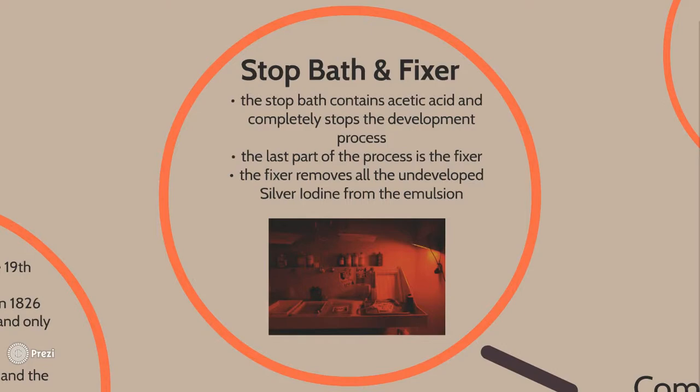Stop bath and fixer. After the developer, the film must be dipped in the stop bath. The stop bath contains acetic acid and completely stops the development process. The last part of the process is the fixer. The fixer removes all of the undeveloped silver iodine from the emulsion and makes the final product permanent.